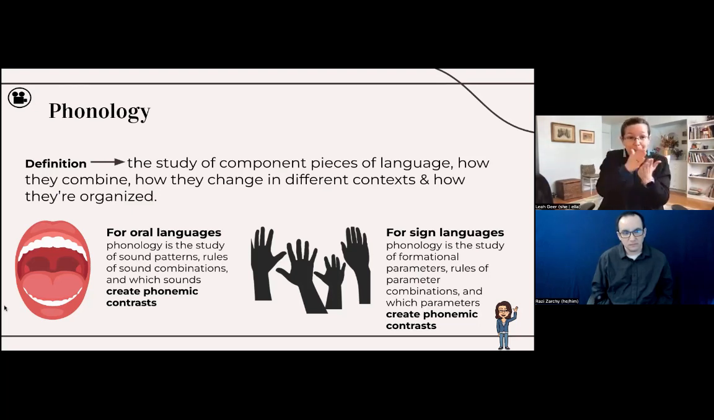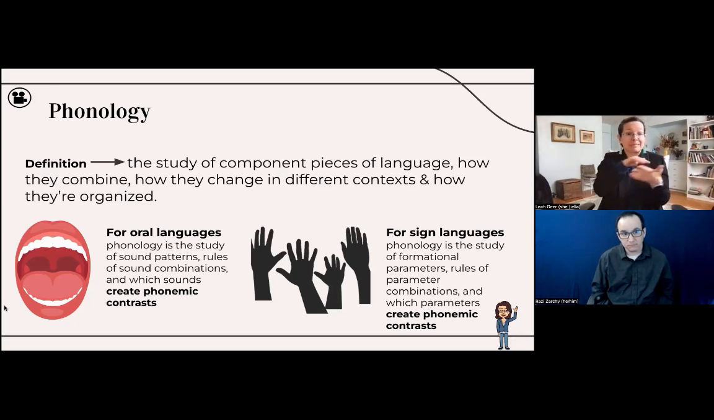Now, for oral languages, again, those sound patterns and those pieces are needed to create contrast, right? And so we need minimal pairs, like bat and pat, for example. Everything is the same except that first sound that is uttered. And so therefore we know the difference between ba and pa will indicate a difference in meaning. They create a minimal pair through that contrast.